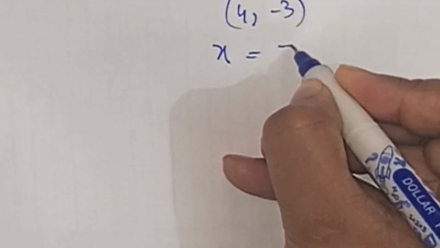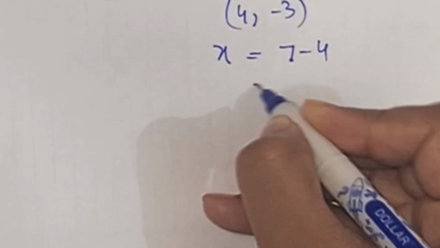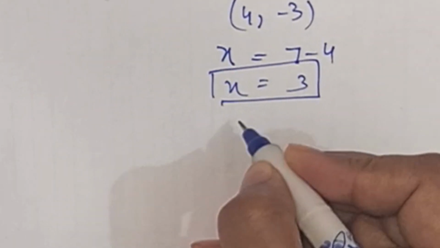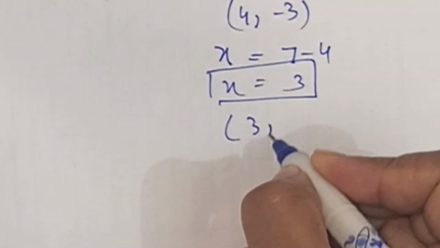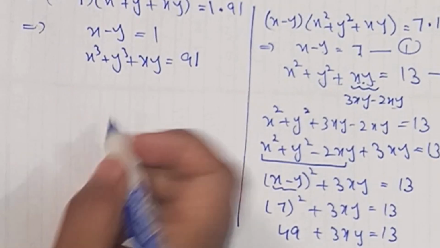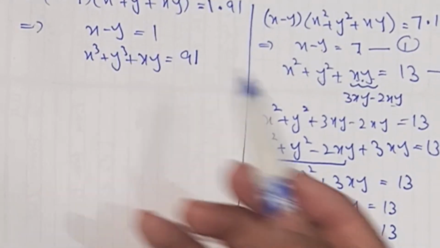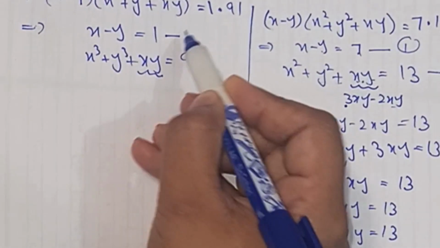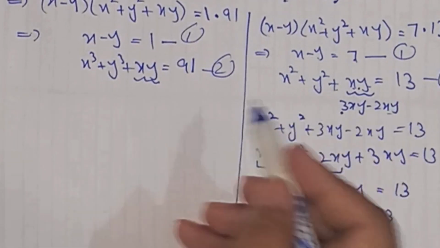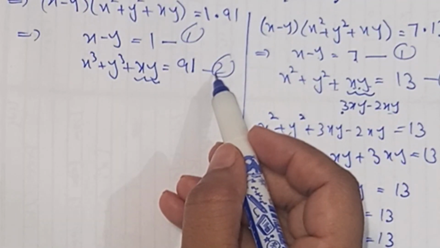X is equal to 7 minus 4, which is equal to 3. So x is 3. So we write this as (3, -4). This is a second ordered pair. Okay, now look at this equation. Equation number 1, and this is equation number 2.